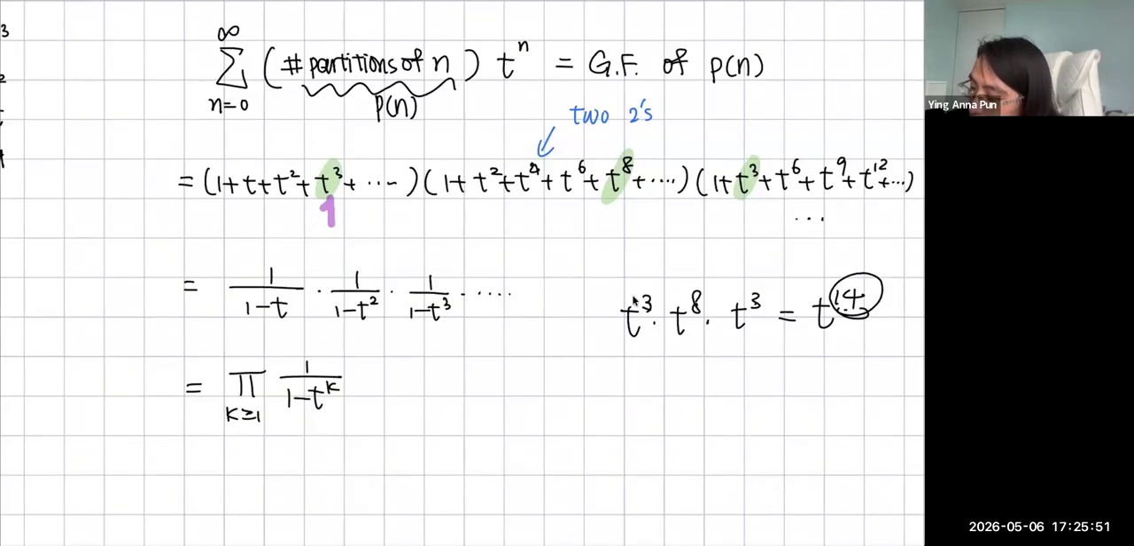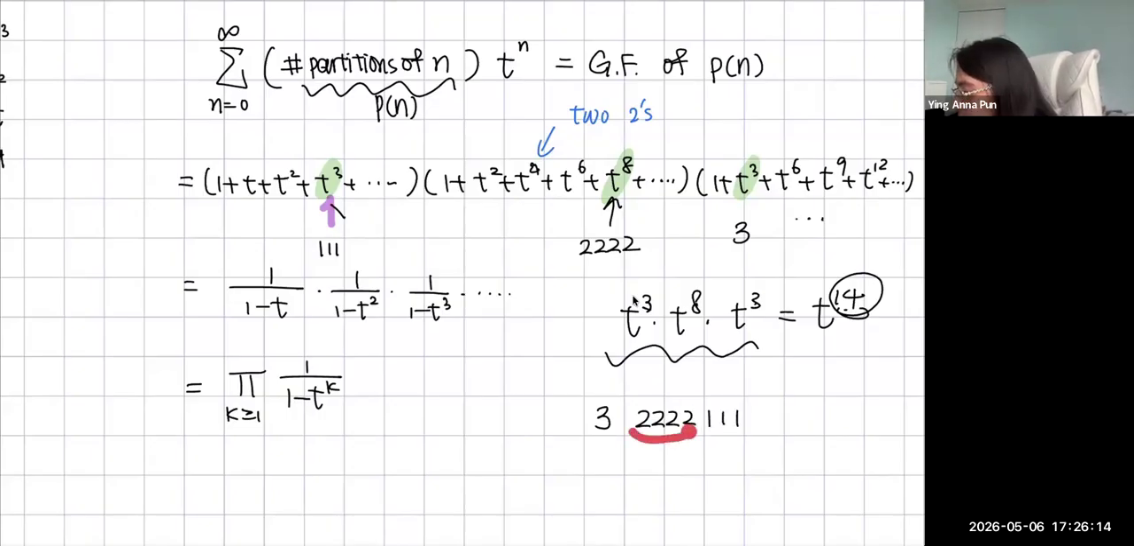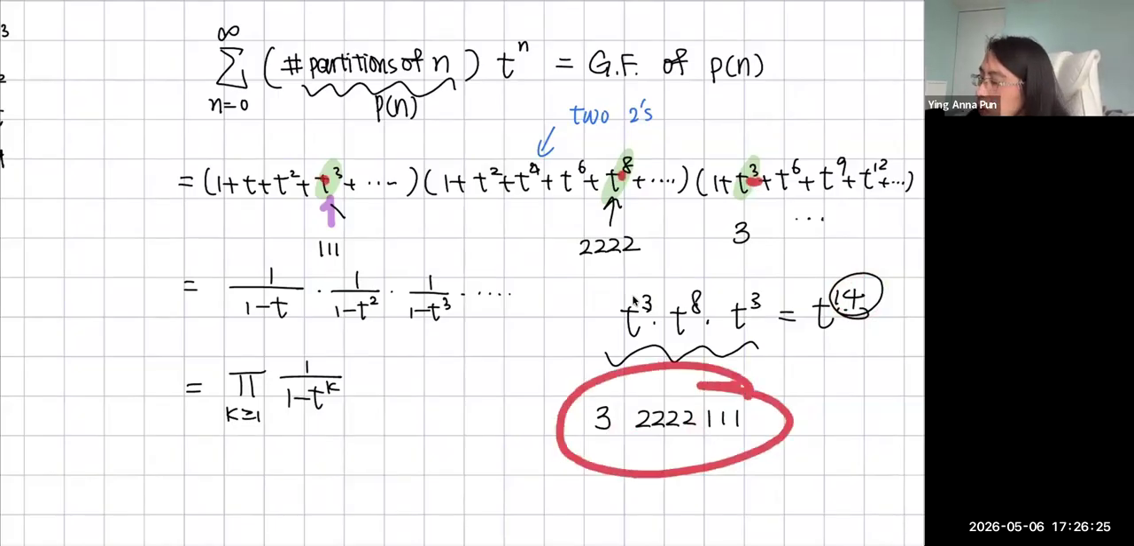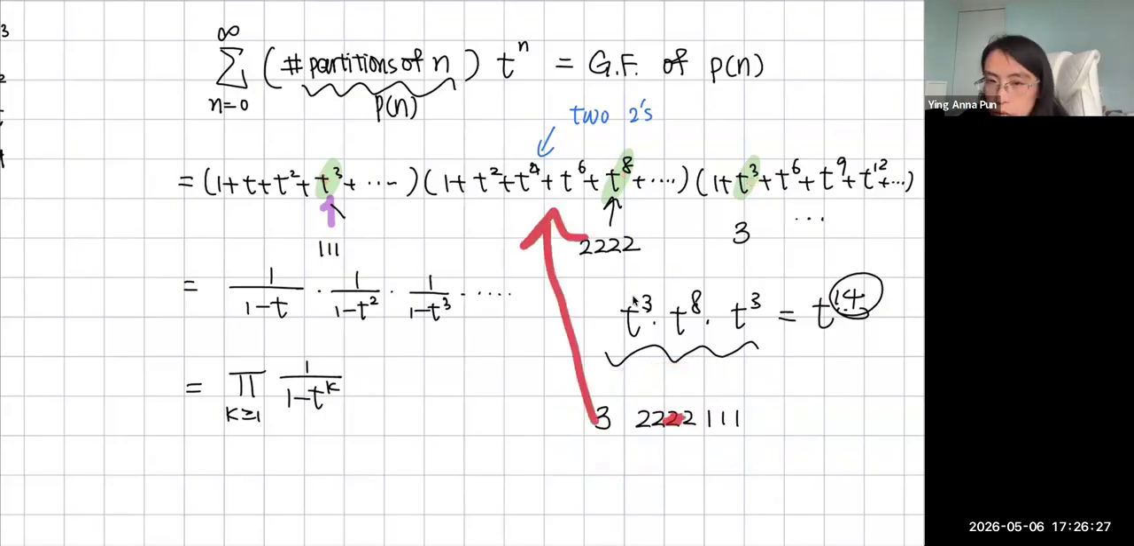But what is that partition? Well, you have t to the power 3 in the one thing, meaning that you use 3 ones. And then you use t to the power 8 here, and they are all 2, so there are 4 2s. And you use up 1, 3. So this way corresponds to 3, 2, 2, 2, 2, 1, 1, 1. And if you add them up, that's the 8, that's the 3, that's the 3, so it must be 14. So this is the bijection from the term that you choose to the partition. Or if I give you a partition, you can easily tell me how to choose the term.